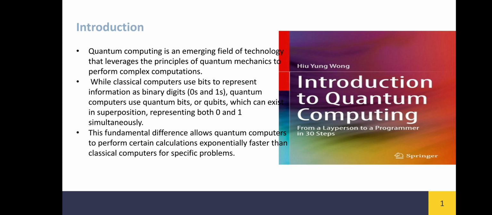This fundamental difference allows quantum computers to perform certain calculations exponentially faster than classical computers for specific problems. For example, cracking our network.